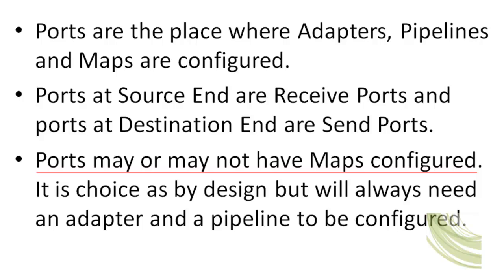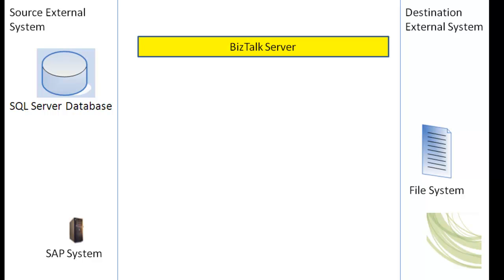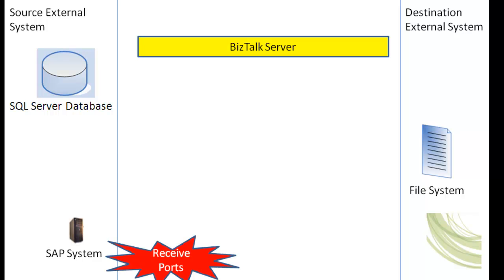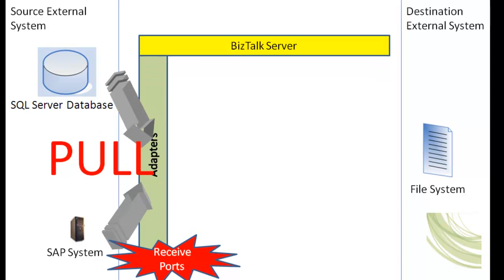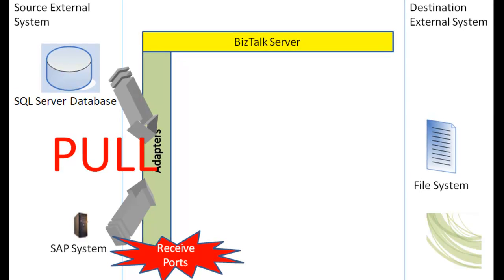Ports may or may not have maps configured. It is a choice by design, but they will always need an adapter and a pipeline to be configured. Now let's understand the flow of data from the source to the destination system and the role of the different components in this whole life cycle. So if I want to develop communication between the source and the destination system, within BizTalk, at the receive ports, I'll first configure the adapters which will help me in making connections to these external systems and pull data from there. Next comes the configuration of the receive pipeline which will transform this incoming data to XML format.